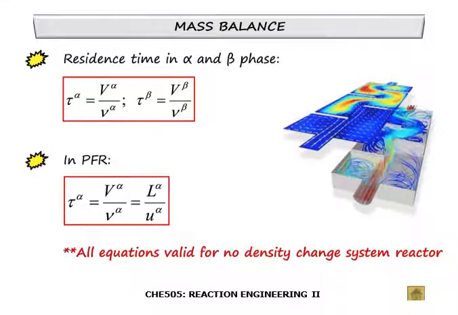So to calculate tau at alpha phase, it's simply the volume of fluid or reactor at alpha phase divided by the volumetric flow rate at alpha, and tau at beta is the volume of fluid of beta divided by the volumetric flow rate at beta. Especially for a plug flow reactor, for example, this is the theory. Instead of using the volume divided by volumetric flow rate, maybe you can use the length divided by average velocity.